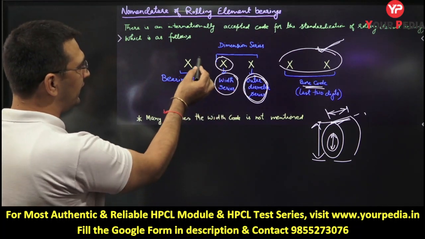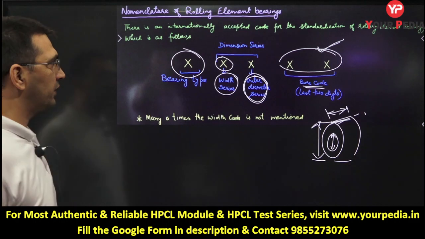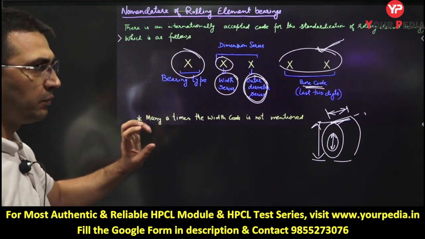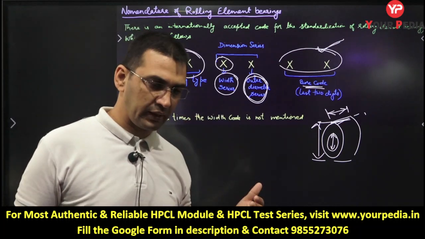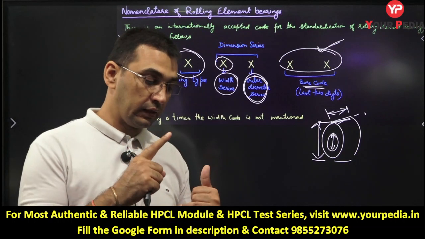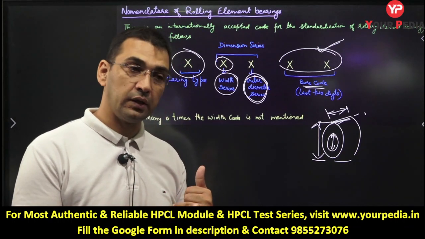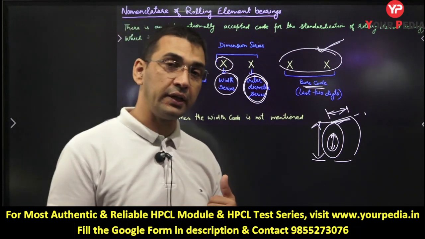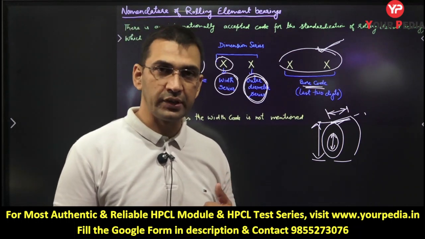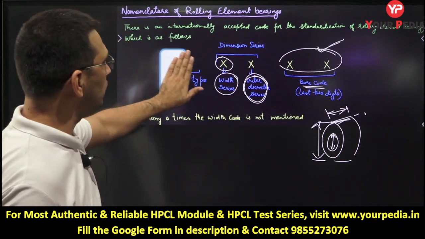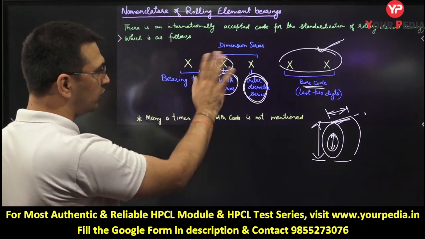And then finally the digit over here will indicate the bearing type. Ki kaun si bearing hai, kis tarah ki bearing hai. For example, deep groove ball bearing hai, rolling element bearing hai, spherical roller bearing hai, right, straight cylindrical roller bearings and all that. So ye digit jo hai, that is going to specify it. So that is how the overview of this.